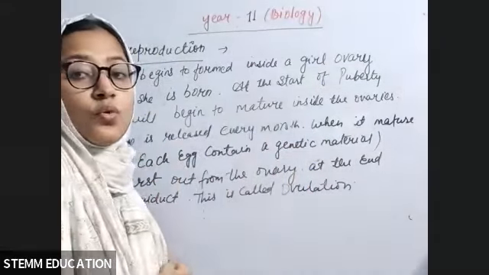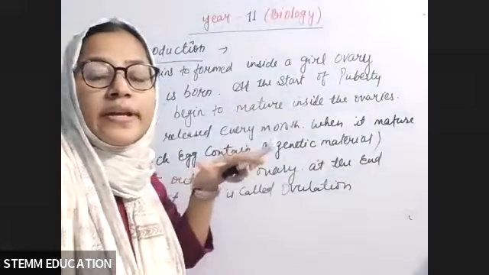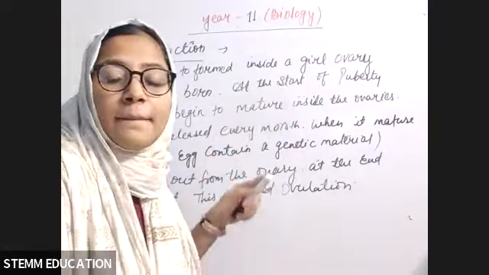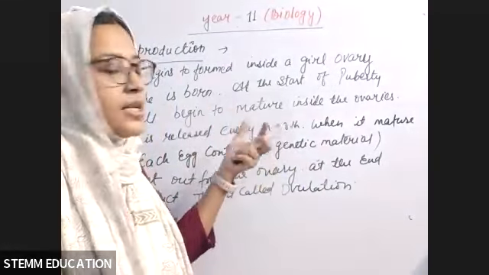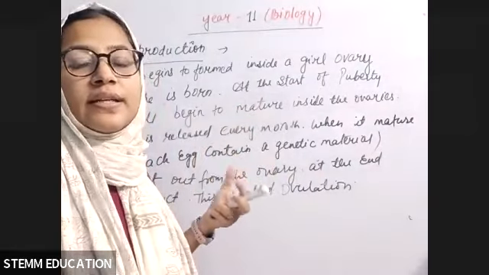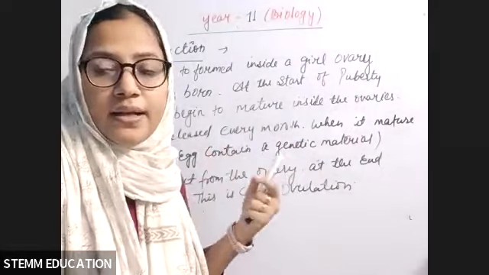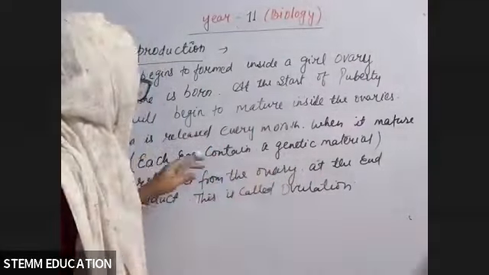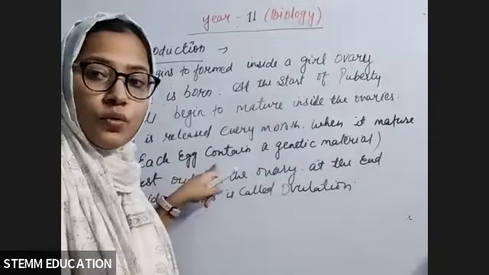When a girl child takes birth, eggs are already prepared inside her ovary, but they are not yet matured. When the girl reaches the puberty stage, each egg starts maturing, and each ovary produces one egg. Every month, each ovary produces one egg, right?